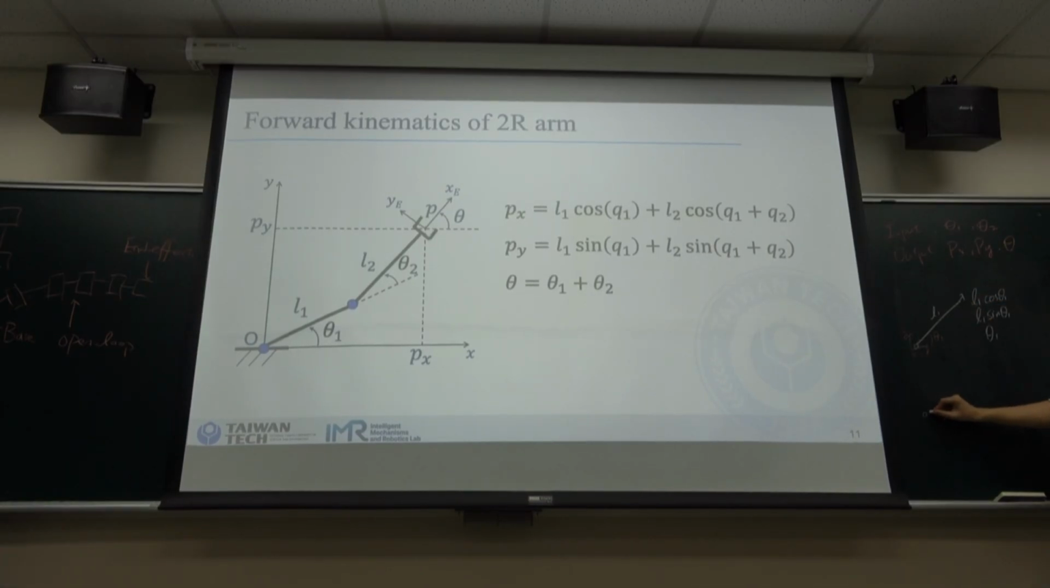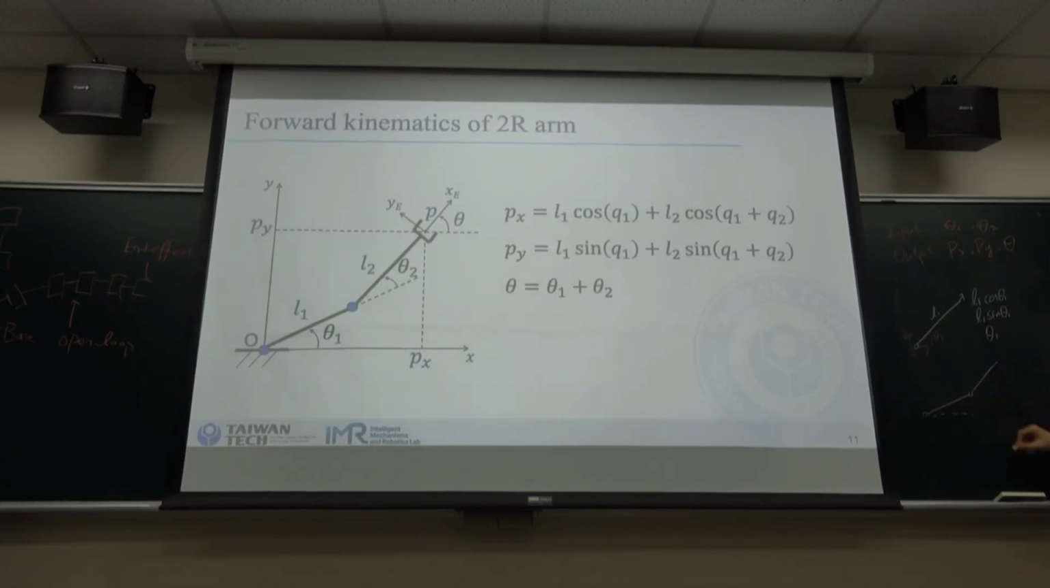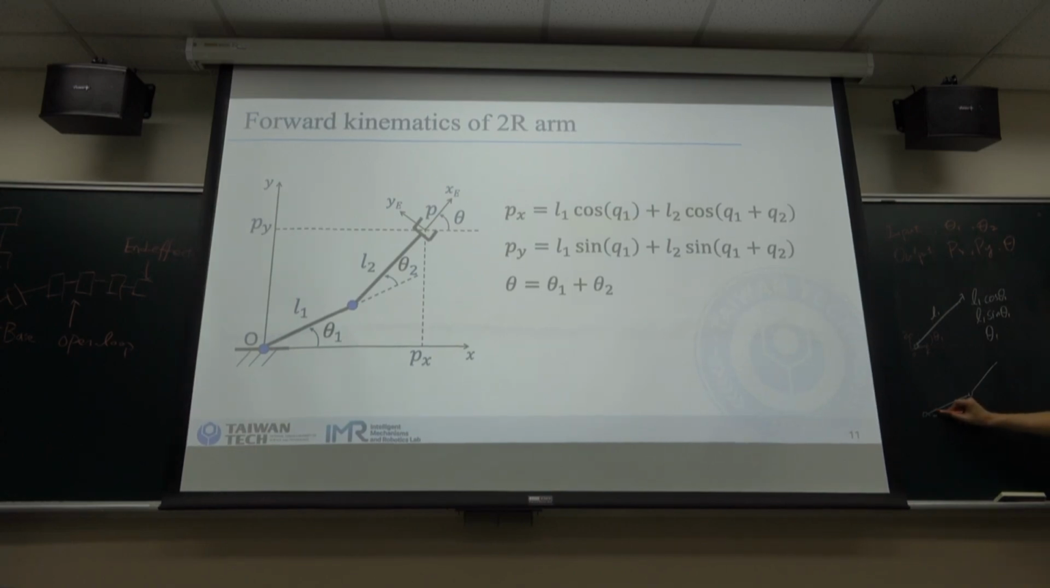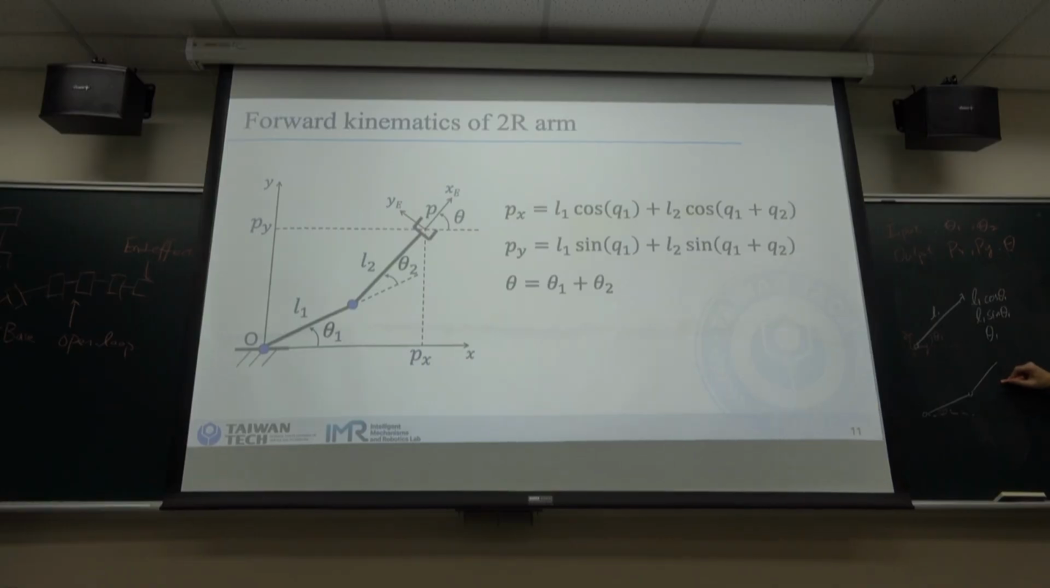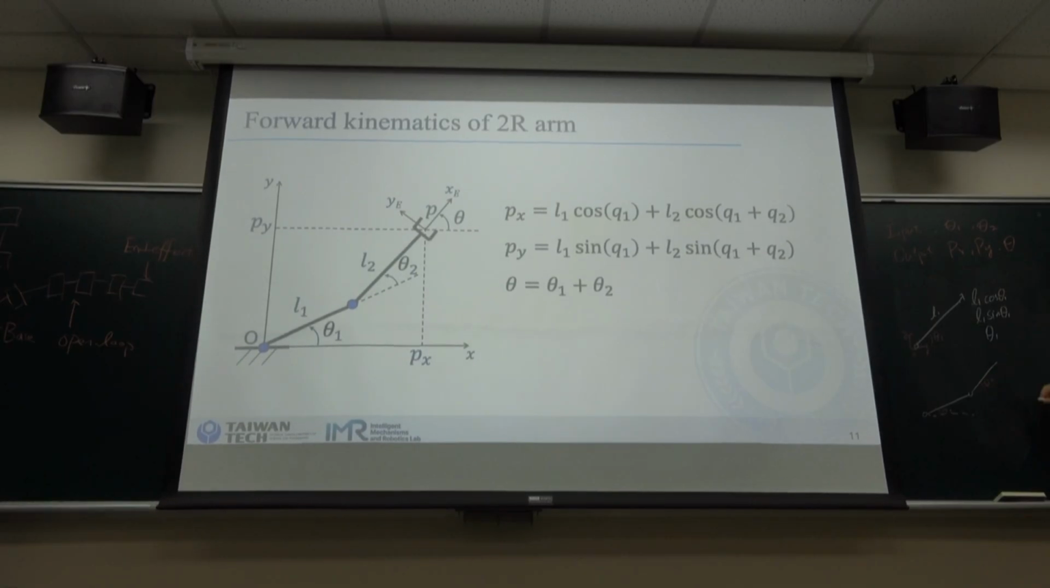If we have two links, here is theta 1, and the extension of link 1, and here is theta 2. Now what is the position and orientation of this point?